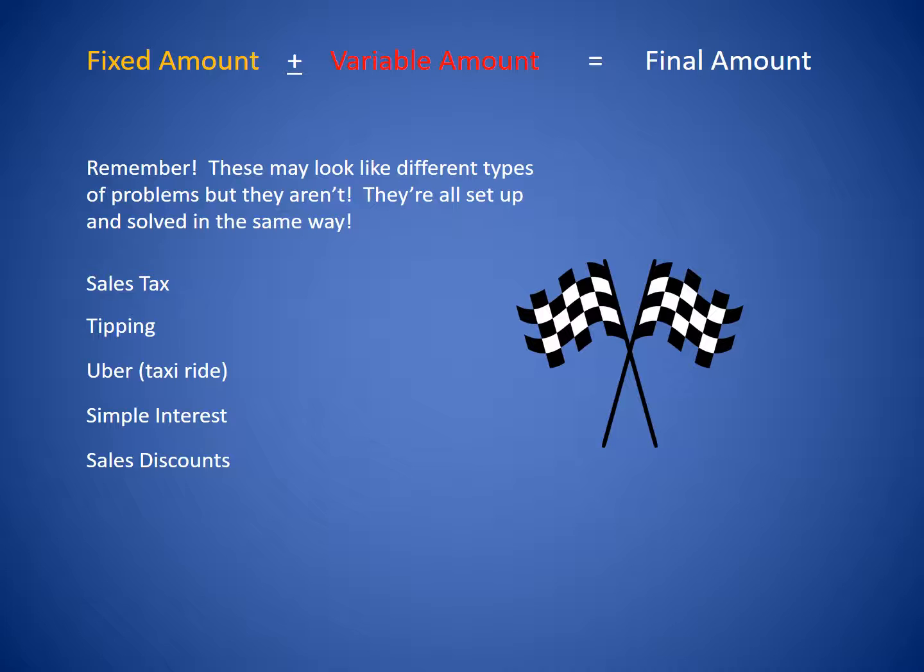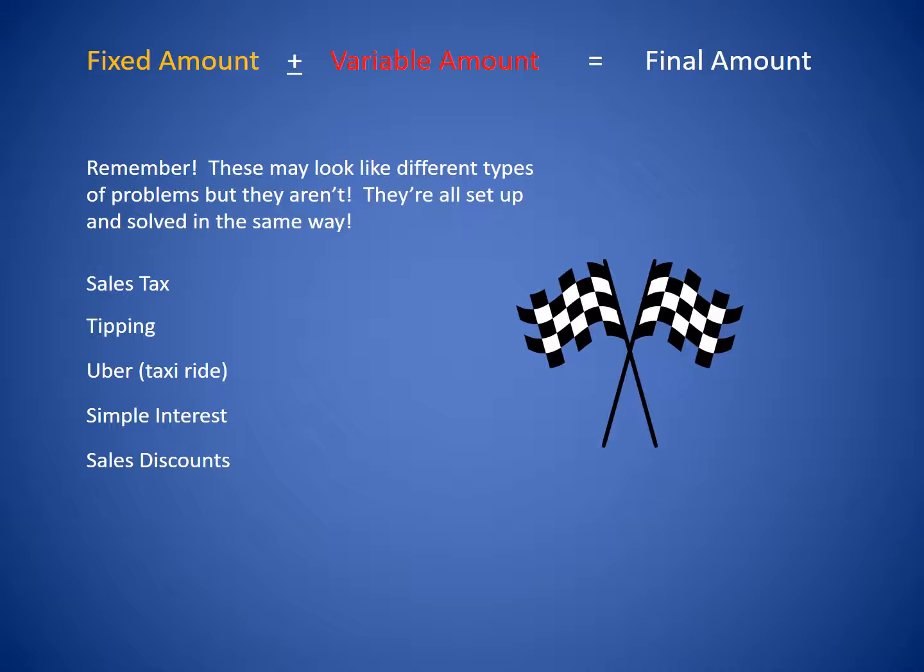Okay, we're done. Let's just summarize what we did here. We looked at all these word problems and they all had in common the fact that each one consisted of a fixed amount, and then we added or subtracted some variable amount to that. And when we did that, we ended up with the final amount. So again, remember, even though these may look like different types of problems, they're really not. They're all set up and solved in the same way.